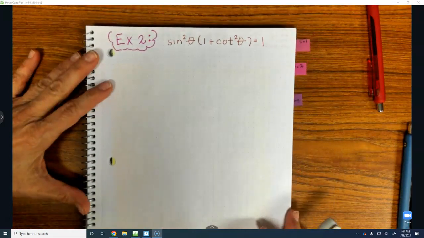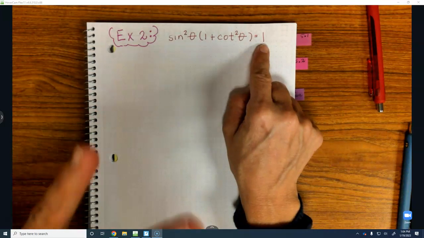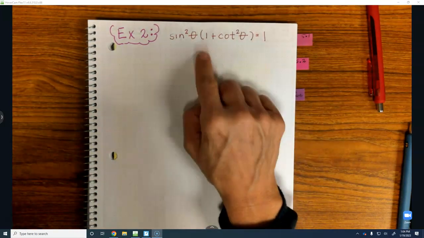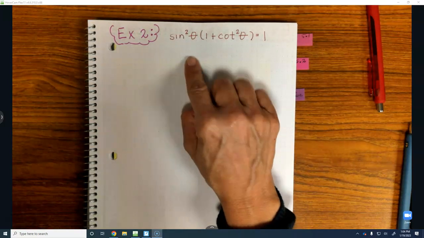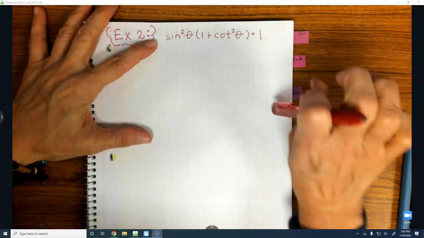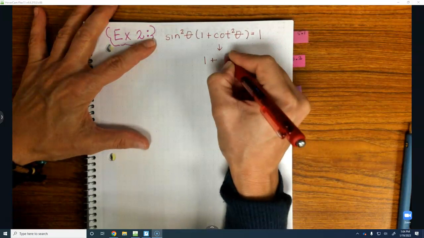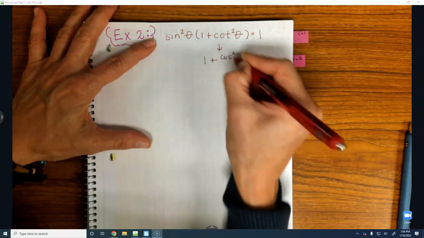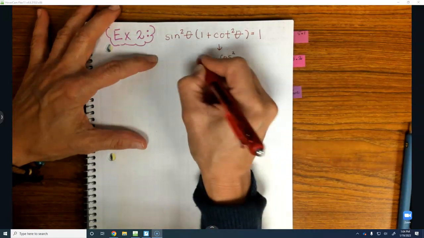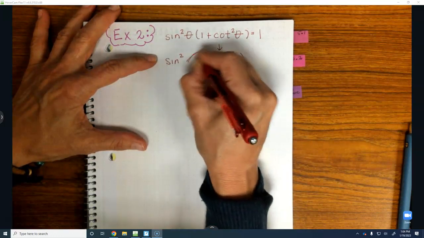All right, let's go ahead and take a look at number 2. So number 2, obviously we're going to leave that alone. So we're going to try to rewrite this as a 1. So I am going to go ahead and focus on the inside right now. Whoops. So remember, that's going to be 1 plus cosine squared over sine squared. All right, and then remember, sine squared is being distributed to it.